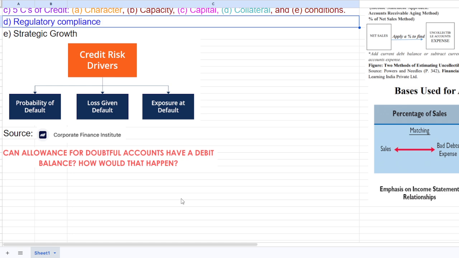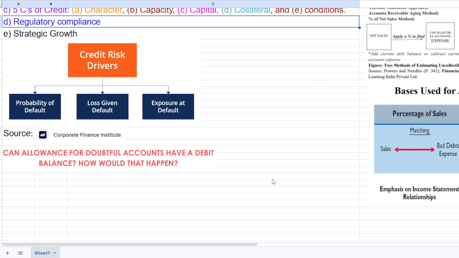Now, the question is, friends, can allowance for doubtful accounts have a debit balance? How would that happen? The main point is that as a credit officer, when you underestimate the probable bad debt, say in the previous year, then you would have a debit balance. With a debit balance, when estimating the uncollectible account, we add it. At the same time, when we overestimate the probable bad debt, you would have a credit balance, and we subtract it.